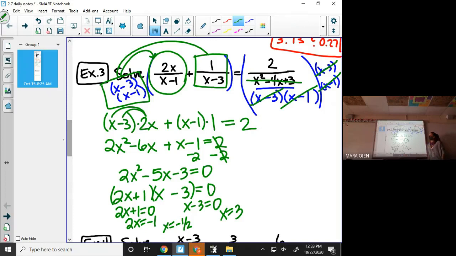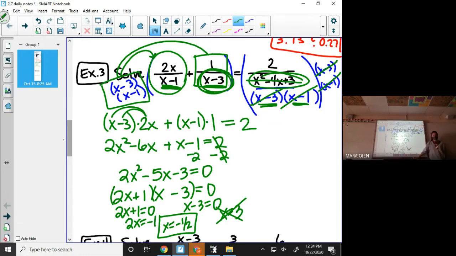Now, here's the last check. Go back to your original. Negative 1/2 would work in this first fraction. Negative 1/2 would work here. I can take negative 1/2 minus 3. And you might not want to put it into this part, but you could look here. If it works in the other two, then it should work here as well. So negative 1/2 absolutely works. If I check 3, 3 minus 1 would be 2. However, 3 minus 3 would be 0. Can I divide by 0? No. So it doesn't mean we did anything wrong. It just means that we're going to go like this and cross it off.